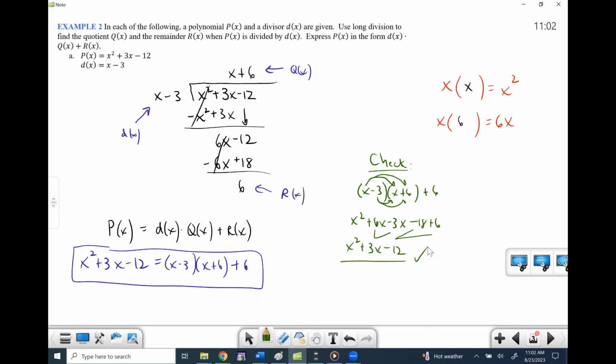If you have a multiple choice test, how easy would it be to just take all the answers and FOIL them out and see if they get you the original? All right, let's try some more.